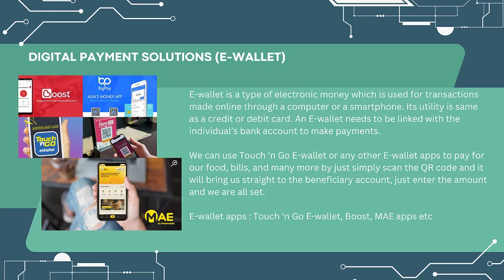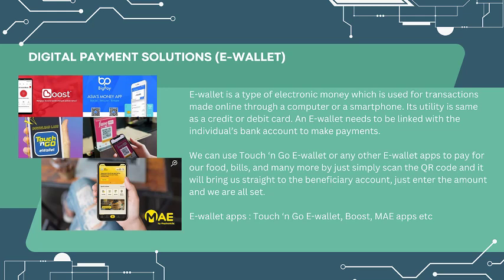Now I am going to explain digital payment solutions, specifically e-wallet first. E-wallet is a type of electronic money which is used for transactions made online through a computer or a smartphone. The function of an e-wallet is just the same as a credit card or debit card. But the thing that makes the difference between the e-wallet and credit and debit cards is that an e-wallet needs to be linked to the individual's bank account to make payment.